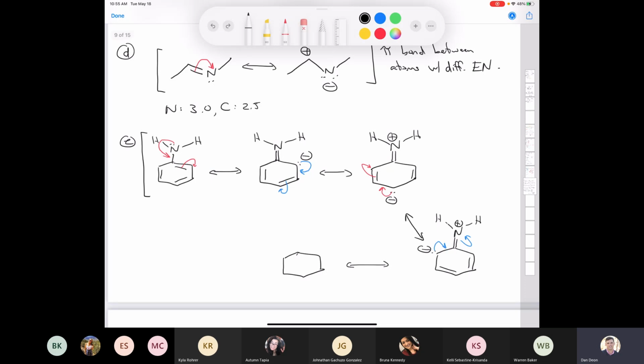So, I'll draw the pi bonds the way that they are here. And there we go. Now we're right back to the starting material. And there you have it. So we've drawn all of the resonance contributors for this molecule.